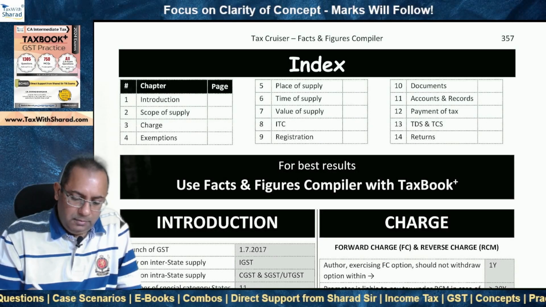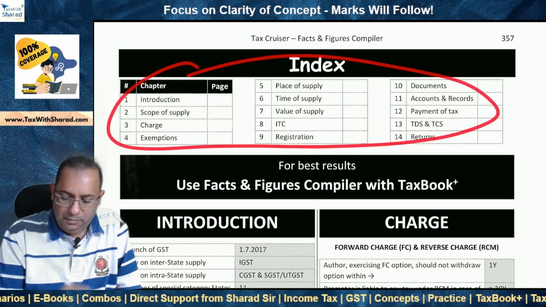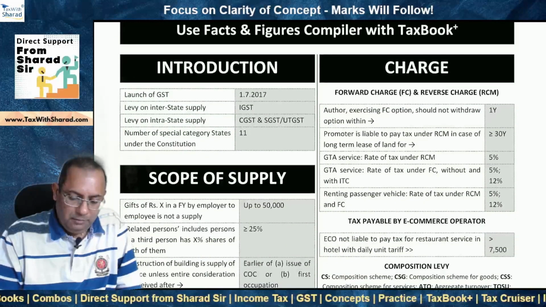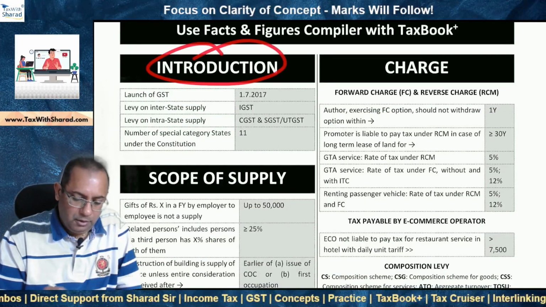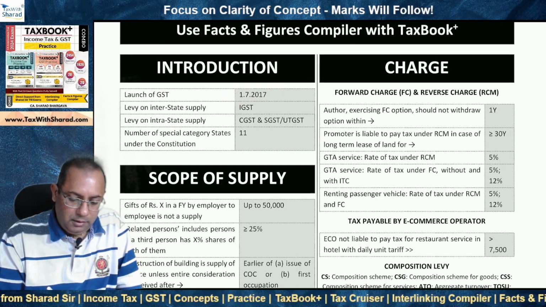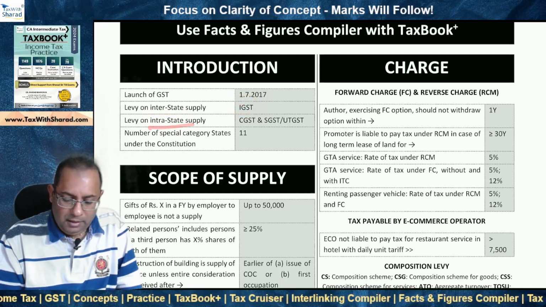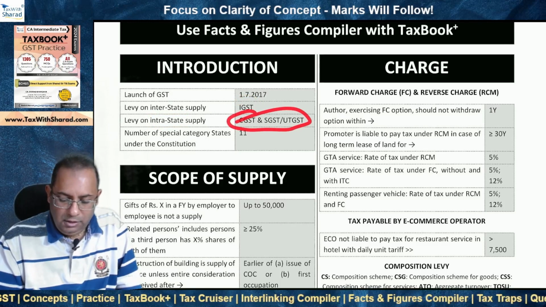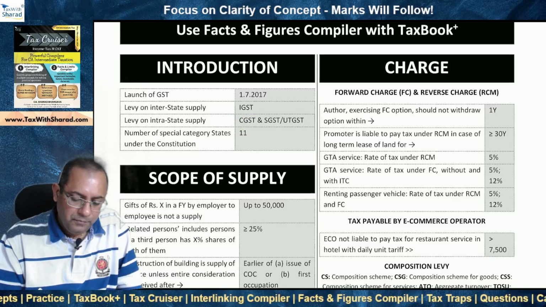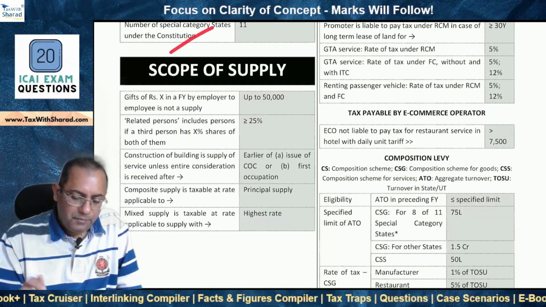So as you can see, the facts and figures compiler is arranged as per various chapters, and we will move chapter by chapter. First, we begin with the introduction. Date of launch of GST: 1st July 2017. In case of interstate supply, IGST is levied. In case of intrastate supply, CGST and SGST or UTGST is levied. There are 11 special category states under the Constitution.